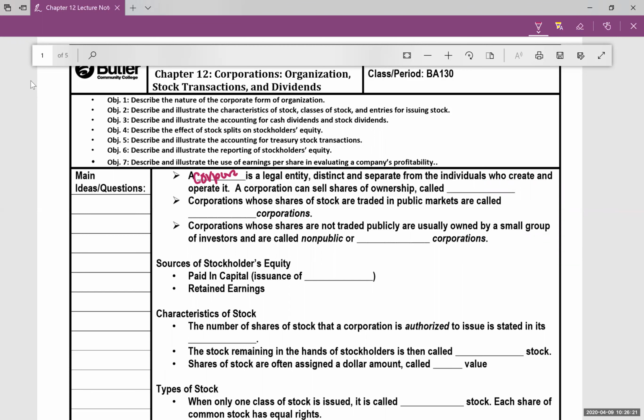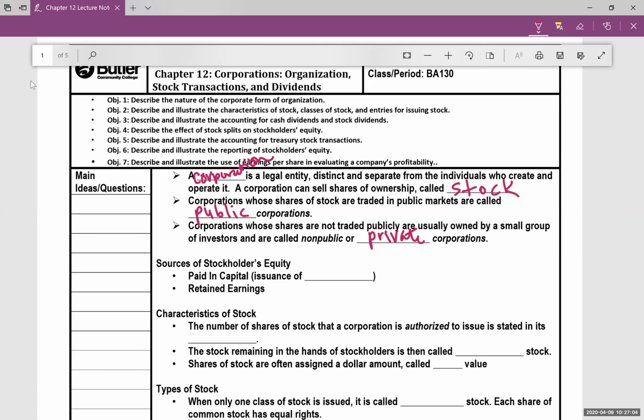A corporation is a legal entity distinct and separate from the individuals who create and operate it. A corporation can sell shares of stock called, wait for it, stock. Corporations whose shares of stock are traded in public markets are called, wait for it, public corporations. Corporations whose shares are not traded publicly are usually owned by a small group of investors and are called non-public or private.